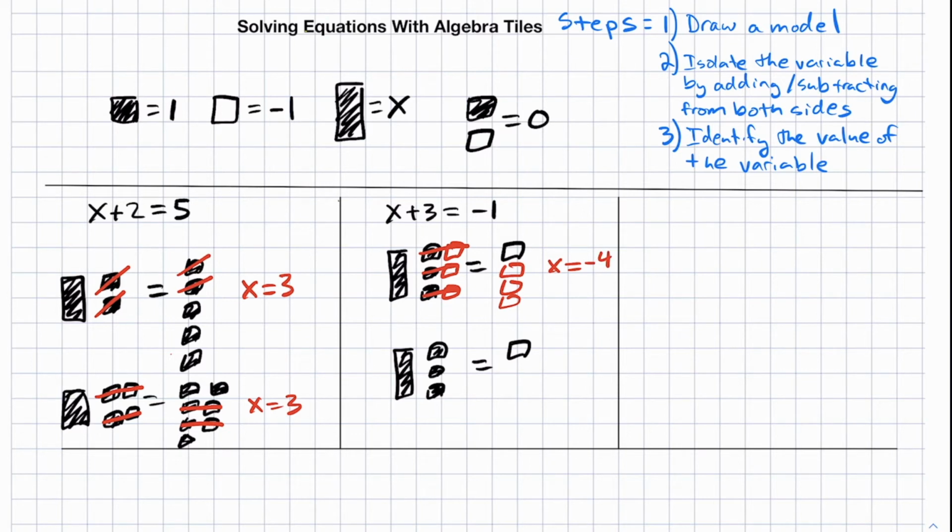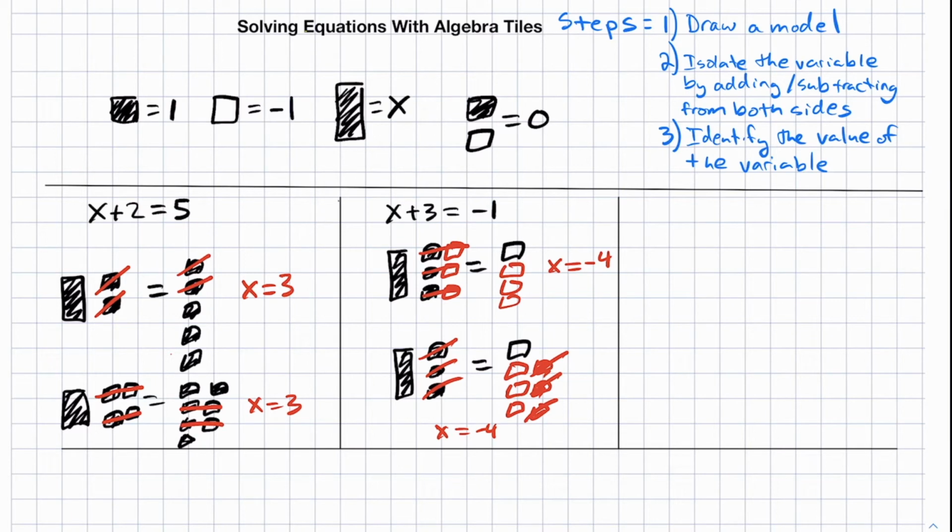If I did want to take away those positives, the way to do that would be to add 3 zero pairs, and then we could take away 1, 2, 3, 1, 2, 3, and we're left again with x equals -4. Now the top method probably makes a little bit more sense.